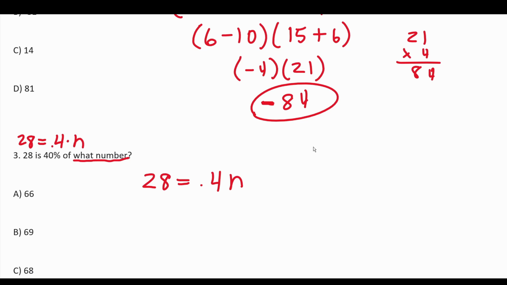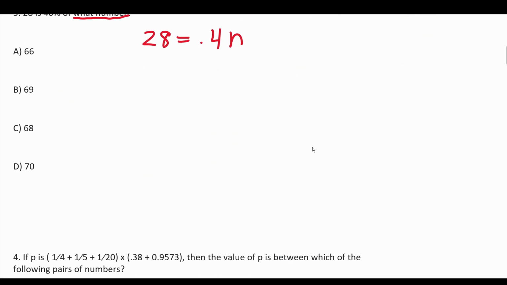So for this one, all we do is have to solve for n. And that's not that difficult to do. As you can see, it's going to require one step to do. Notably, we're going to have to divide both sides by 0.4. This will cross out over here, leaving you with n equals 28 divided by 0.4.